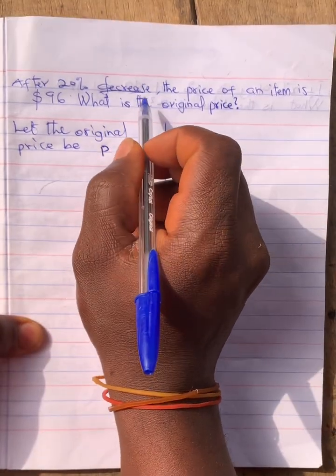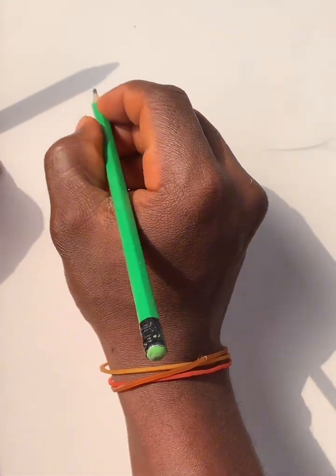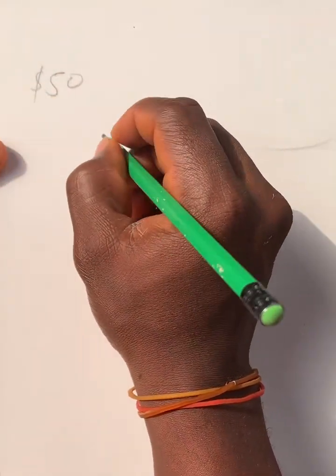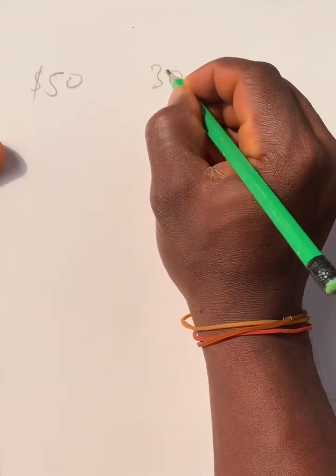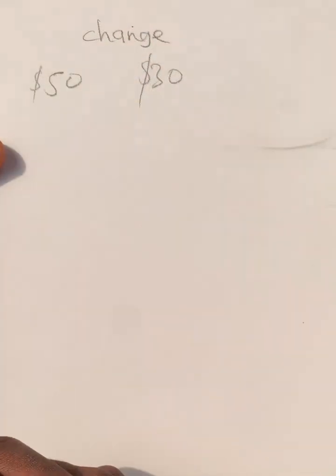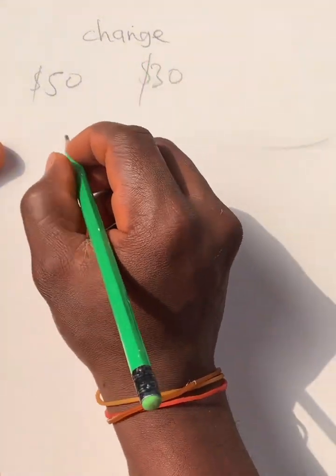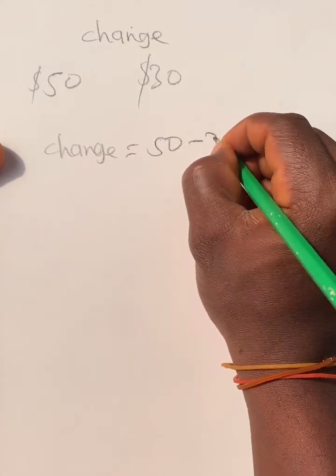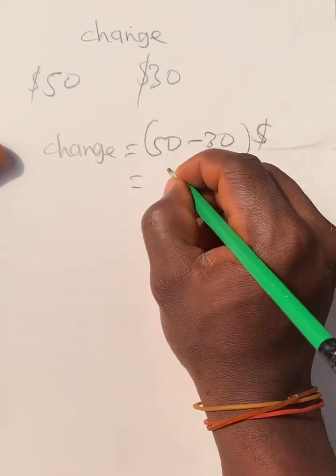Remember, this is a decrease. Let me show you an example. When $50 is decreased to $30, there is a change. Now, we want the change. The change here is what? 50 minus $30. 50 minus 30 is what? $20.